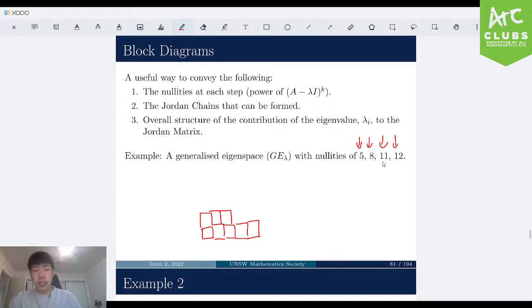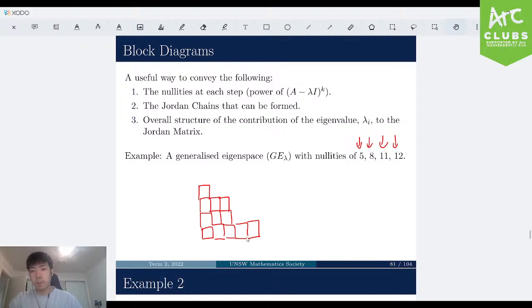Then our next level has 11 as its nullity. That's again only 3 more than 8. So we add 3 onto the next level. And then finally, our last level has a nullity of 12, which is only 1 more than our previous level. So we only add 1 block. Notice that this satisfies our condition of nullities. At every single step, the nullities are increasing, but the amount they're increasing by is non-decreasing. That's why it forms this sort of staircase pattern.